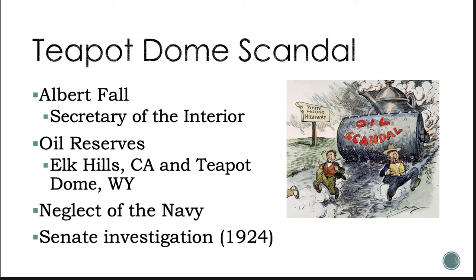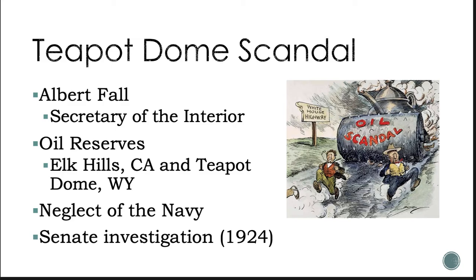Now, what happens is in 1921, Fall is going to arrange to have the oil reserves in Elk Hills, California, and Teapot Dome, Wyoming, to be under the control of the Interior Department. Now, the Navy Department was typically in control of these reserves to use in case of emergencies. But what Fall does once he gets control of these oil reserves is he is going to lease the land to oil men in return for bribes. Now, what this really proves to do is that he's neglecting the Navy. And he's making money on his own decisions here.